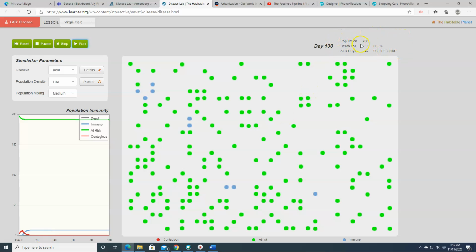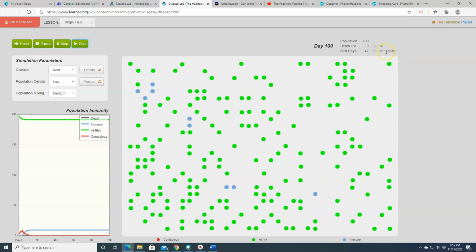So what we're going to keep track of in this simulation is we're going to keep track of sick days. So sick days is a measure of, in the entire population, how many days did we have sick people in our population? Okay, so this ran for 100 days is how long our simulation runs. And for 42 days out of the 100 days, people were sick in our population.